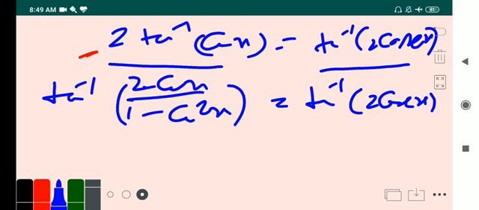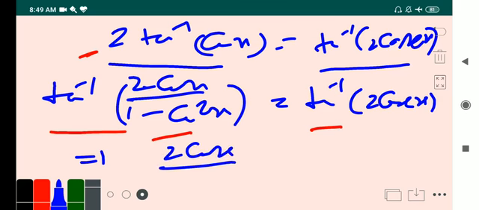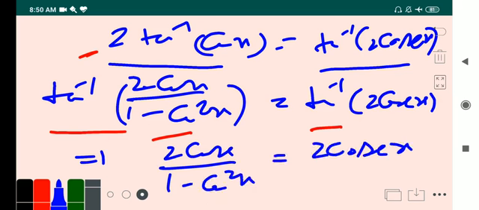So here if this tan inverse equals this tan inverse, therefore the angles must be equal. So we have 2 cos x upon 1 minus cos square x equal to 2 cosec x. Here 1 minus cos square x can be written as sin square x, and cosec x can be written as 1 upon sin x.